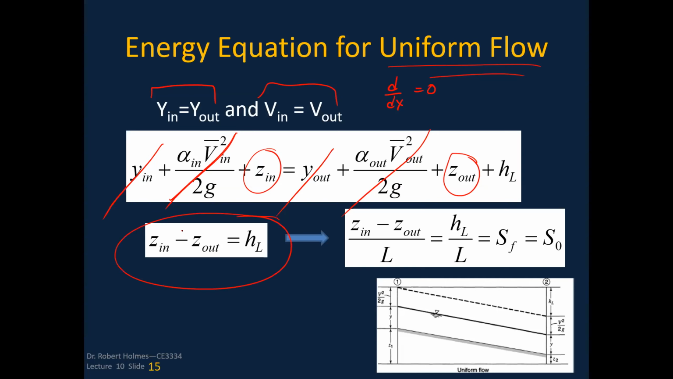If we divide through by the distance L, which is the distance from the location in versus out, we end up showing that the change in the bed elevation over the distance, well, what is that? That's simply the bed slope. And if we've got the head loss divided by L, what is that? That's simply the friction slope, right? So this is my bed slope, there's the friction slope. So we show, once again, that for uniform flow, the bed slope is equal to the friction slope.